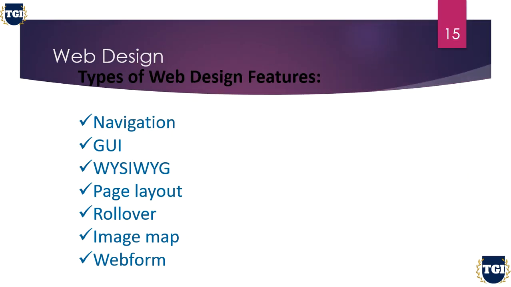Now let's look at types of web design features. We are going to look at navigation, the graphical user interface, what you see is what you get, and page layout. We are also going to be looking at rollovers, image maps, and web forms. These are just some of the combinations. These are the major things that make up a website.